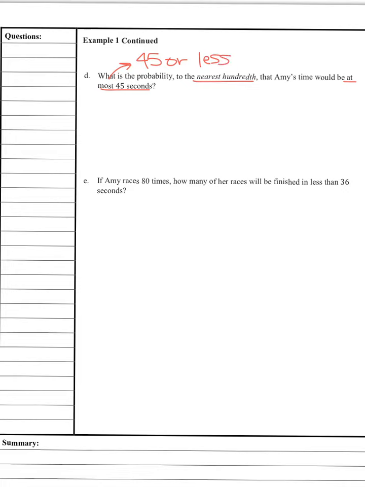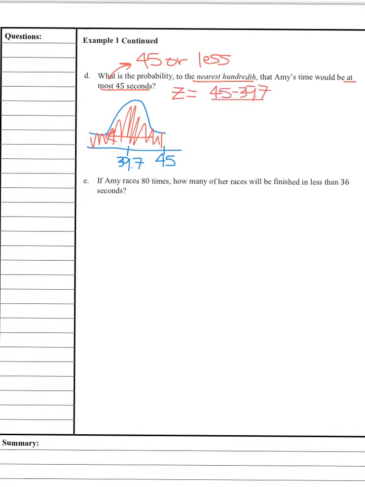So let's think about this again on our bell curve. Here's our curve, and our mean in the middle, 39.7, and 45 or less would be out here again. So we're shading in this way. So it's all this, all this, all that. When we think about this, we have to use the z-score again. So the z-score with our value of 45 is 45 minus our 39.7 over our standard deviation of 2.3. And I believe this was the same from the previous page, 2.30.